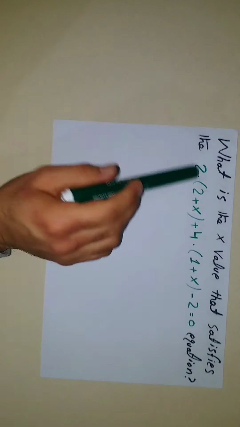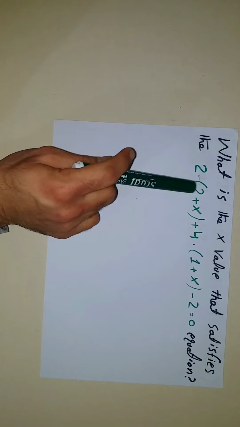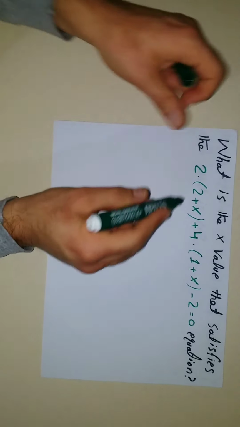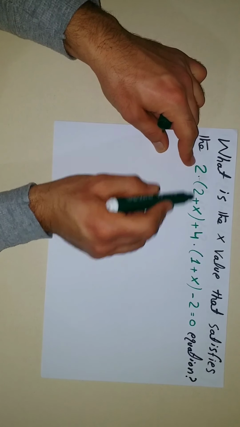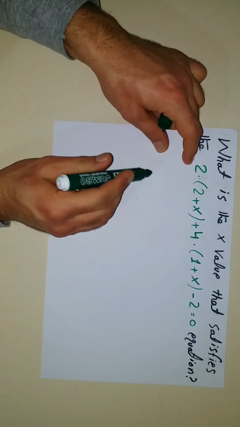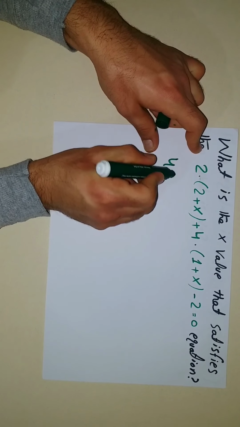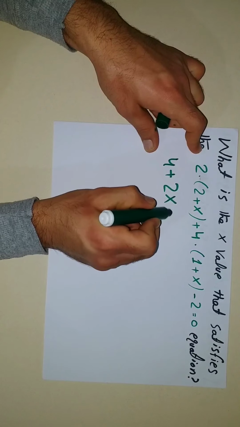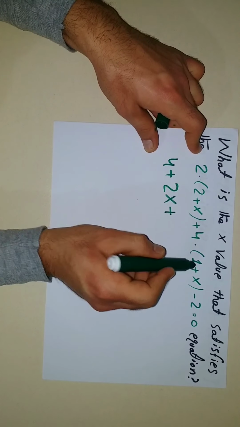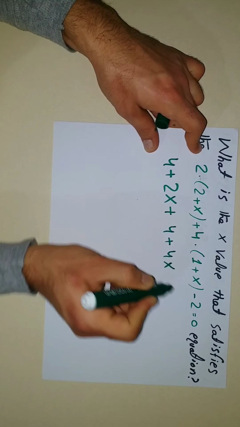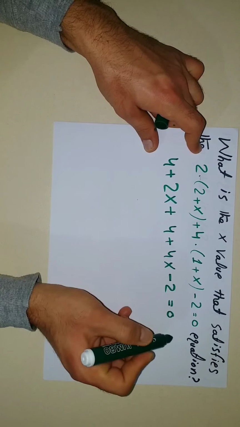Same kind of question is there. What is the x value that satisfies this equation? So first I will solve the equation because there are some multiplications, some brackets. So first I will multiply them. First I will multiply 2 with the bracket 2 plus x. So 2 multiplied by 2 is equal to 4, plus 2x, plus 4 multiplied by 1 is equal to 4, plus 4 multiplied by x is equal to 4x, minus 2 is equal to 0.